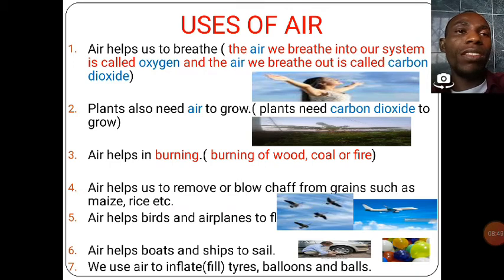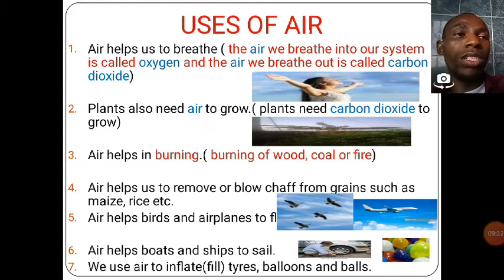Air helps us to breathe. The air we breathe into our system is called oxygen. The air we breathe out is called carbon dioxide. Plants also need air to grow. Plants need carbon dioxide to grow. Air helps in burning. That is the burning of wood, coal, or fire. Air helps us to remove or blow chaff from grains such as maize, rice, and etc. Air helps birds and aeroplanes to fly. Air helps boats and ships to sail. We use air to inflate or fill tires, balloons, and balls.